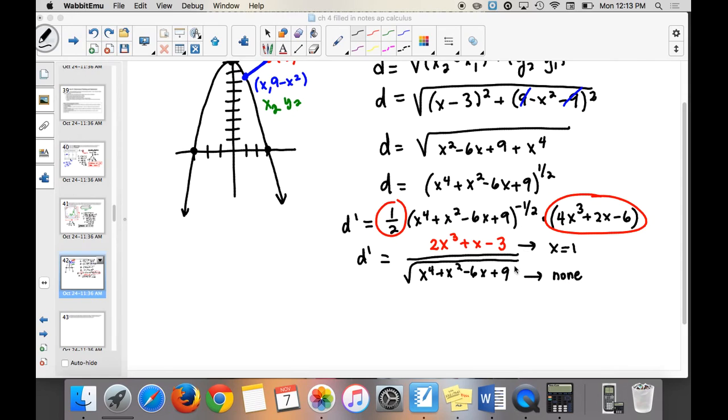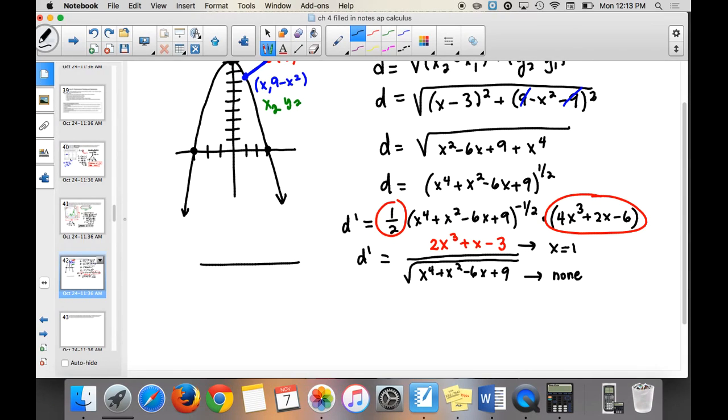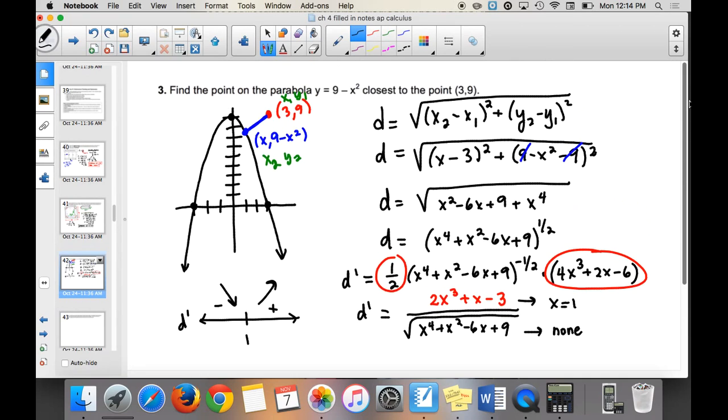So nothing from there. So when we do our little chart and we test on the left and the right, it does go down and then up. You can do it if you want to. It's pretty quick. So you can plug in 0 and get negative on top. The bottom's always positive. It's a square root, right? And then if you try 2, you get a positive number on top, positive on the bottom. So that means that there is a minimum at x equals 1.